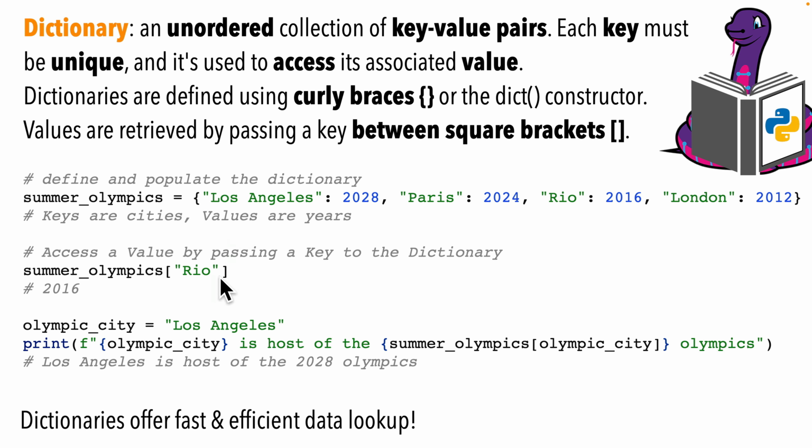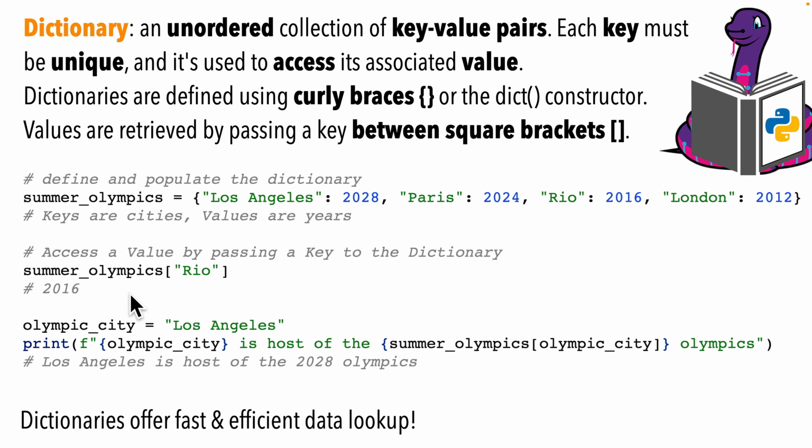Now while dictionaries are defined using curly braces, values are retrieved by passing a key between square brackets. So down here, if we use the dictionary name Summer Olympics, and between the square brackets we pass in the key, the city named Rio, that's a string so it's in between double quotes, we get back 2016, a number, the value associated with that key. And that's the year Rio hosted the Olympics.